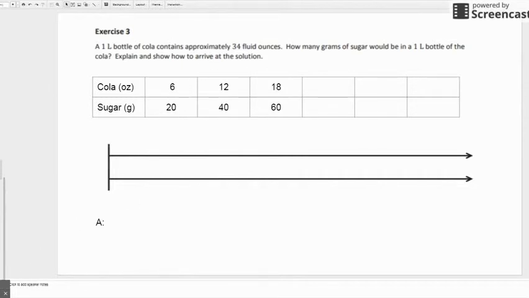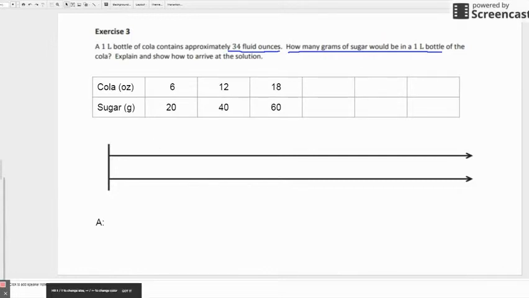If you look up here, it's going to underline some important pieces. We need to know, well, we have 34 fluid ounces. And the question is, how many grams of sugar would there be in the 1 liter bottle or 34 fluid ounces? If we look at the top of this, remember the top is fluid ounces. As you see, we only go to 18. So we have to keep going with this to get the 34.